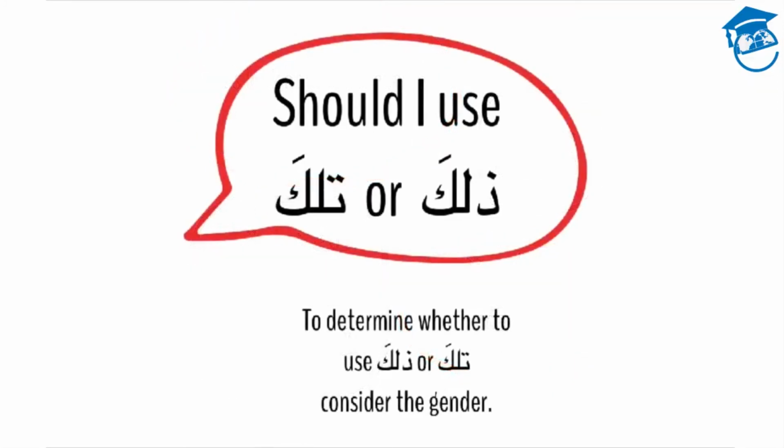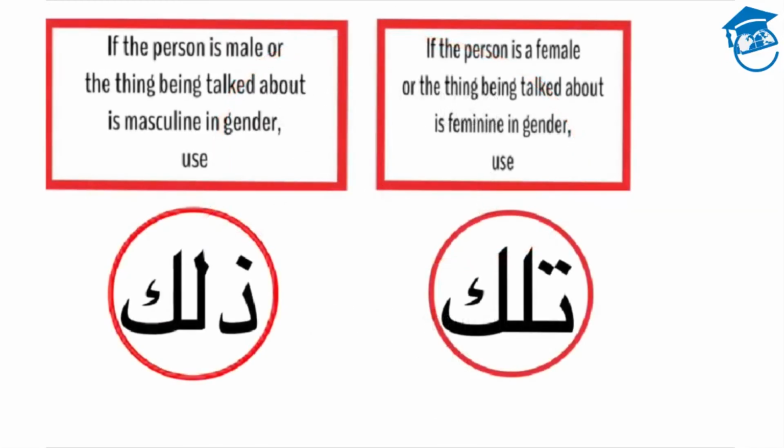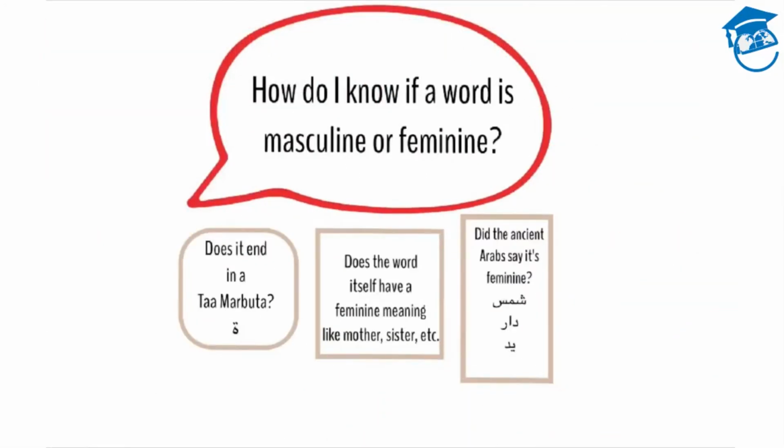If you are confused as to whether you need to use dhalika or tilka, consider the gender. If the person being talked about is a male, or the thing being talked about is masculine in gender, we use dhalika. If the person being talked about is a female, or the thing being talked about is feminine in gender, we use tilka. Remember in part 1 that if we want to decide if a word is masculine or feminine, we look at 3 different things. First, does it end in ta marbuta? Secondly, does the word itself have a feminine meaning? Or thirdly, did the ancient Arabs say that it's feminine?